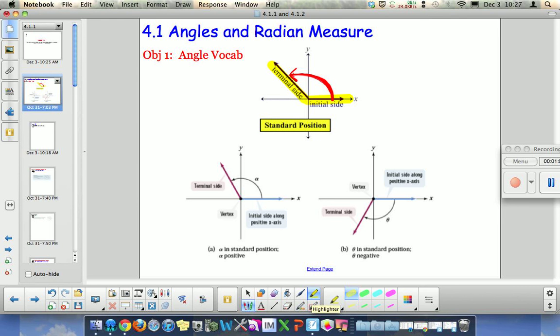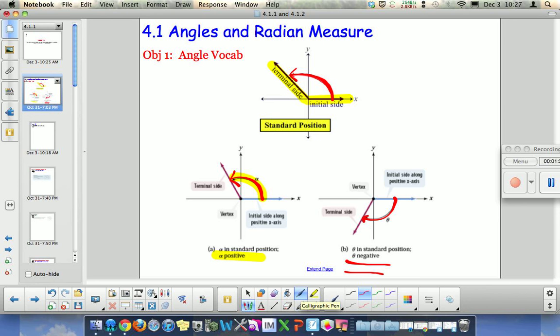So initial to terminal, and we always start at... I'm sorry, not 0, 0. We always start on the x-axis, on the positive x-axis, and we open up counterclockwise. Now, notice that positive angles open up counterclockwise, as you see here, from the x-axis. Negative angles open up clockwise. The right-hand side is a negative angle because it opens up clockwise.